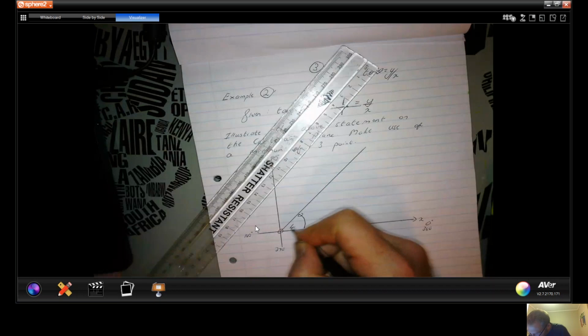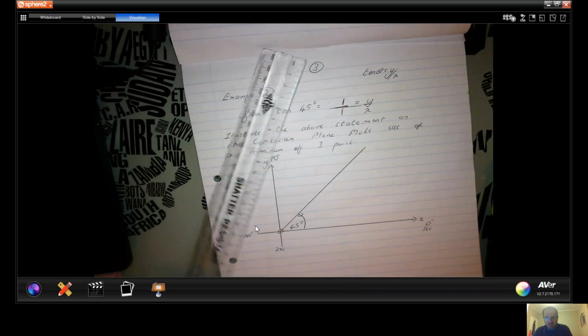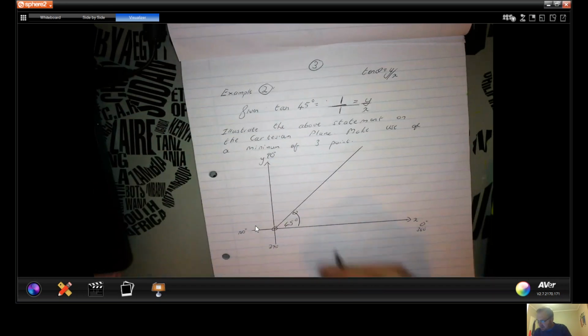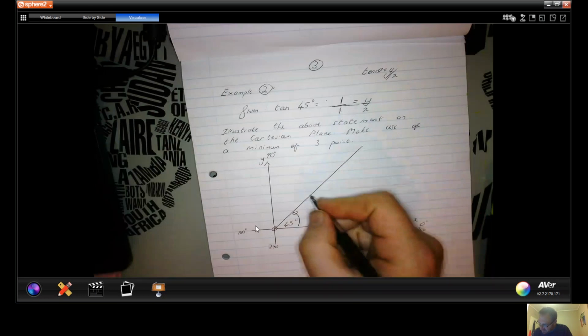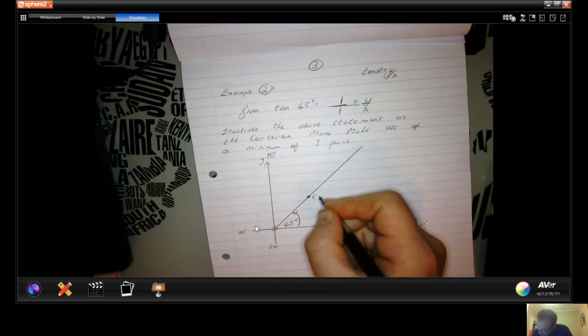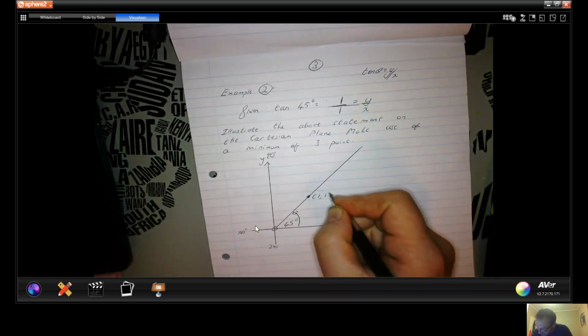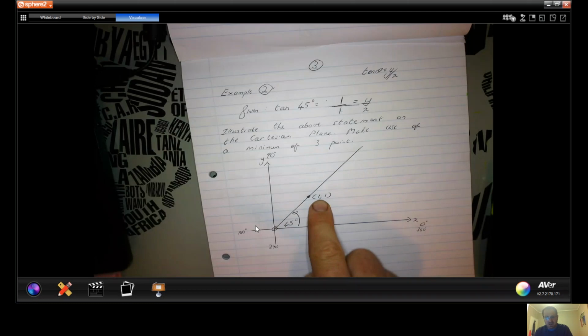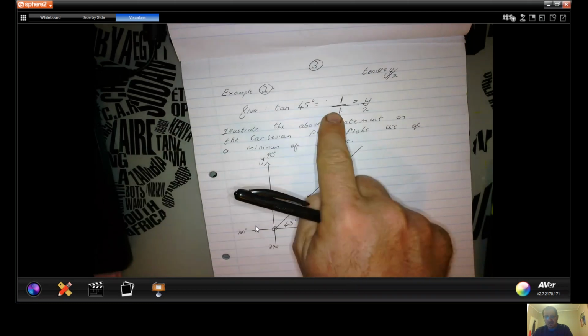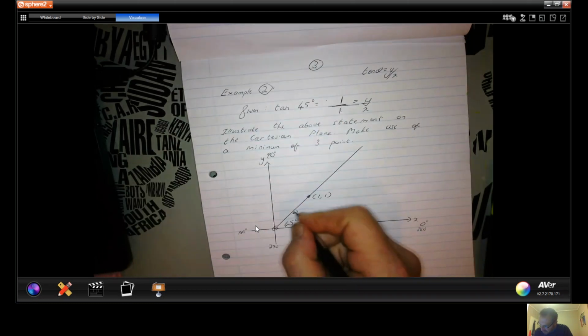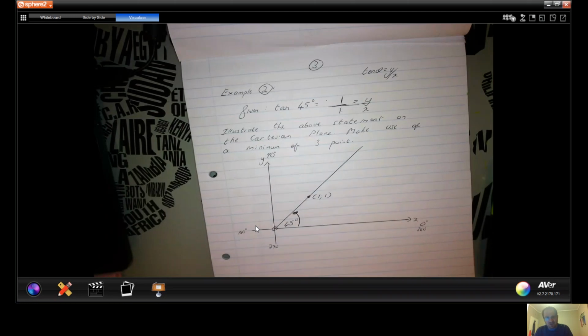I'm illustrating tan 45 is equal to 1. So if I use the numbers 1 and 1, that would illustrate that point. If x is 1, y is 1, and then tan 45 is 1 over 1. So tan 45 is equal to 1 is telling you that for an angle of 45 degrees, if I divide the y-coordinate by the x-coordinate, I get an answer of 1.